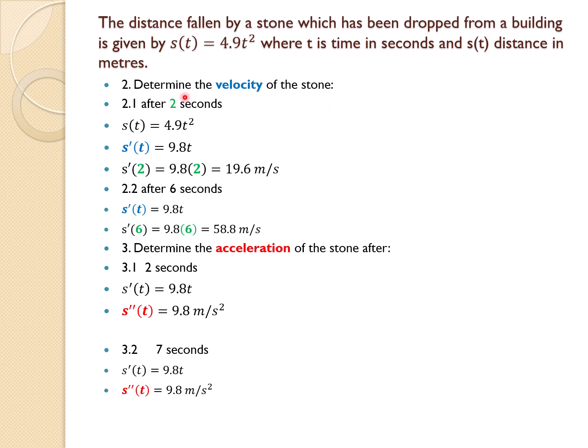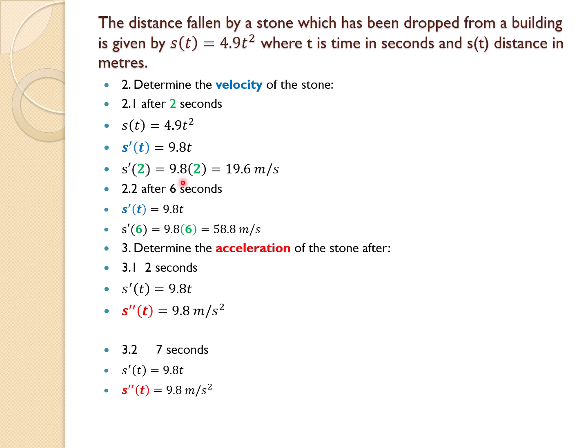Right, so the velocity of the stone after 2 seconds. Velocity means I must find the first derivative. So 2 times 4.9 gives me 9.8, and 2 minus 1 gives me 1, so therefore t. After 2 seconds, if I substitute 2 in there, 9.8 times 2 gives me 19.6 meters per second. Right, that's for velocity.